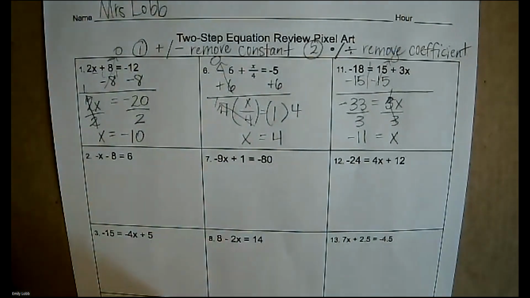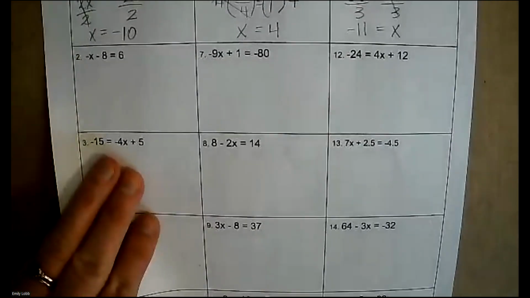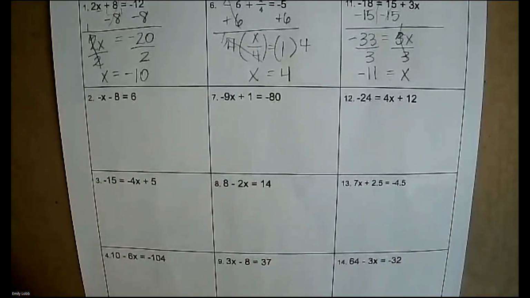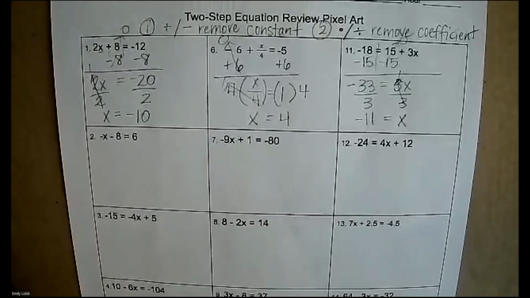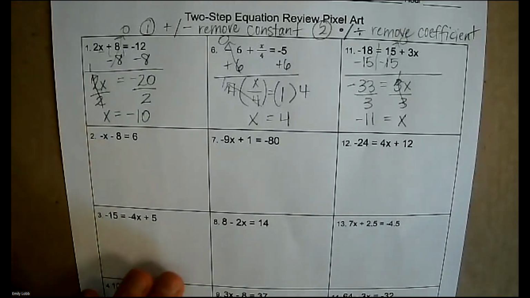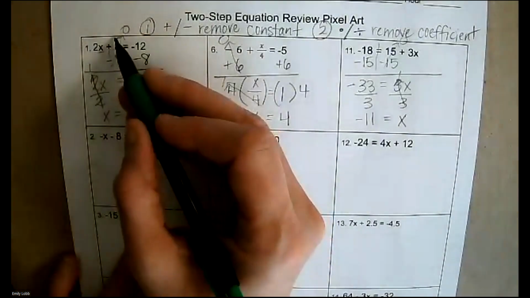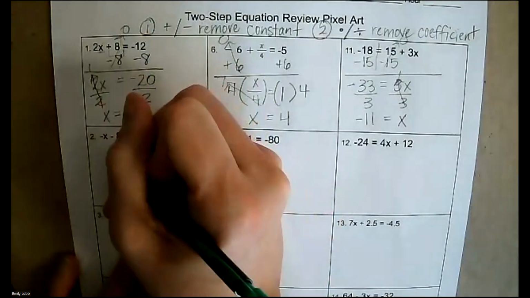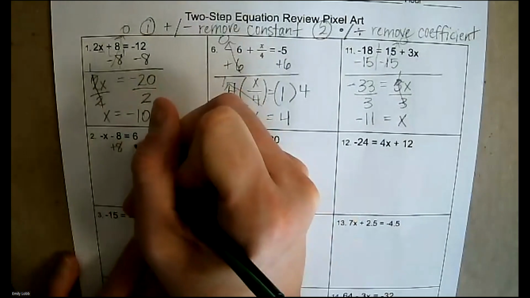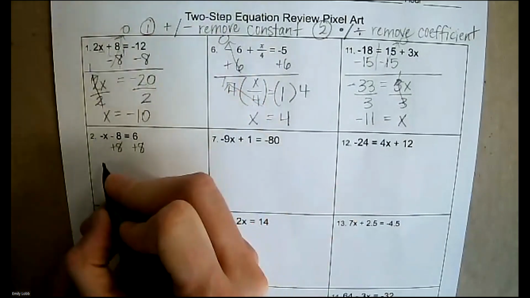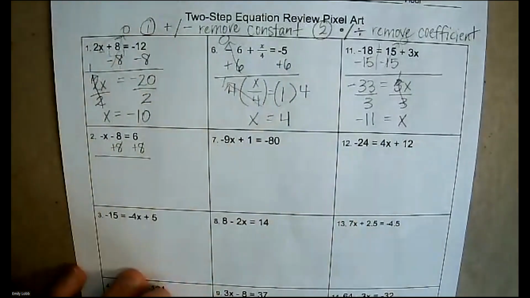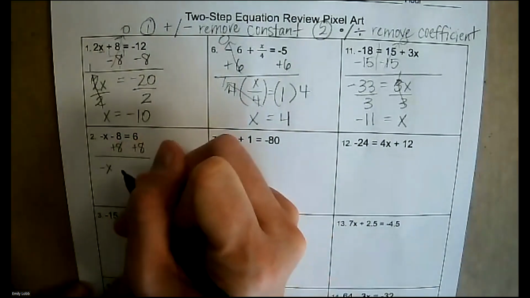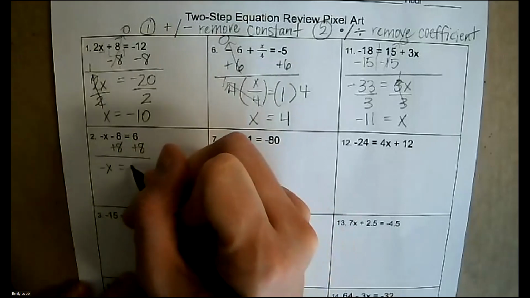Don't freak out about decimals. If you want to do 2 and maybe 13. So 2 is a little bit different, but it's very similar. Instead of subtracting 8 like we did here, we have to do the opposite of it to get rid of -8. I got to do it to both sides. I'm showing all my work neatly. I've got -x is equal to 14.